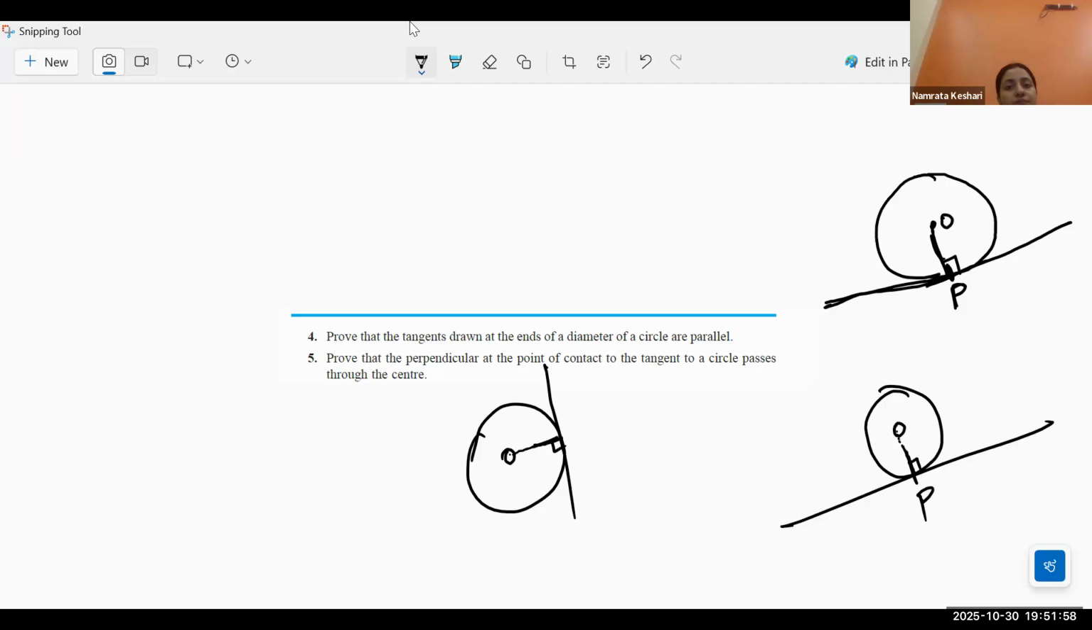Yes or no? In a circle you can draw a tangent at any point. And this circle will have so many radii. But there is one special radius which will pass through the point of contact, which will touch the point of contact. So this is the special radius. Now this special radius must be perpendicular to the tangent. Yes or no?